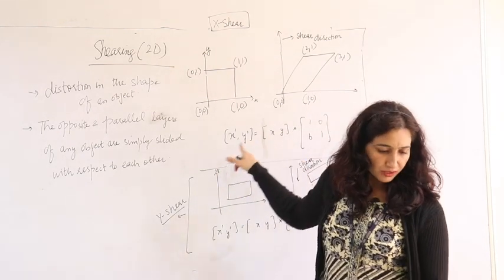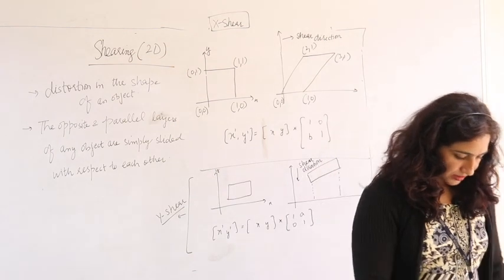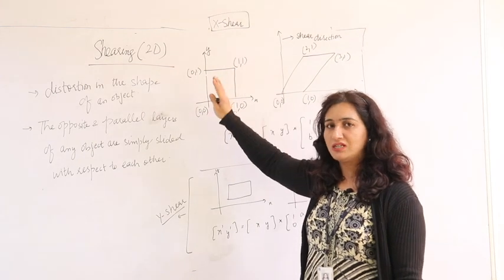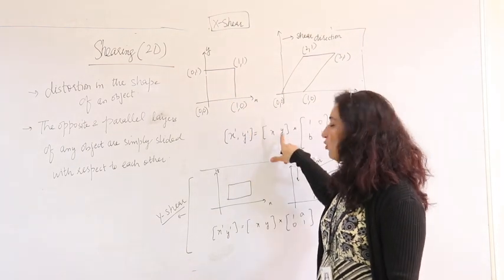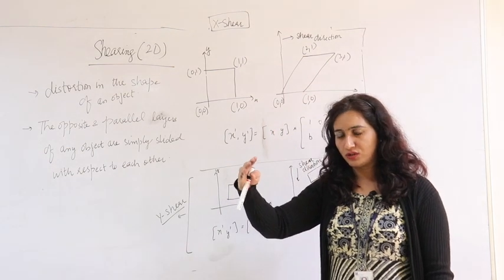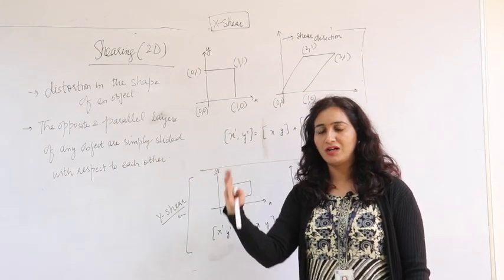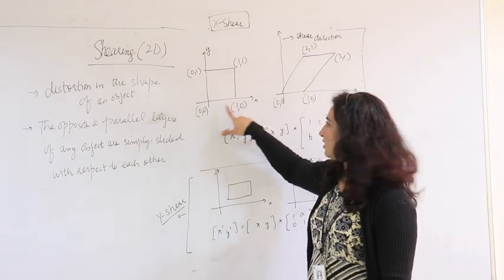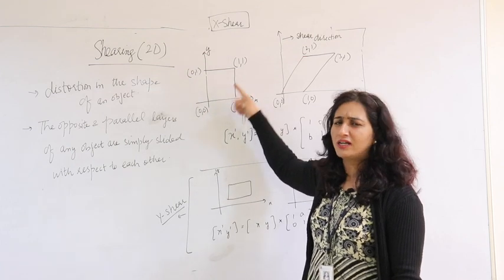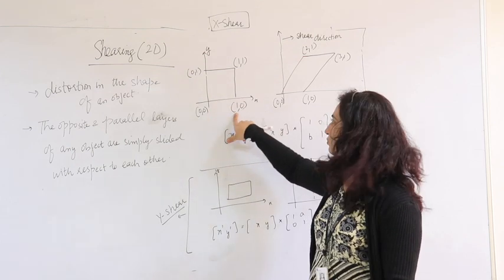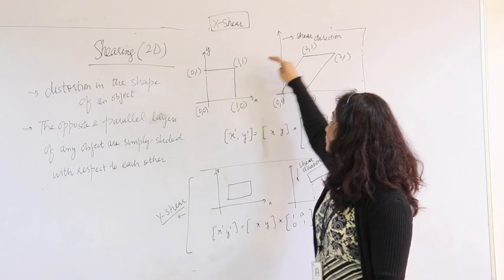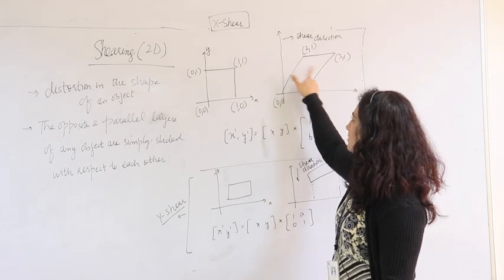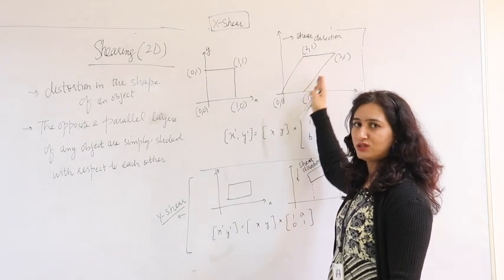Sorry, I'm repeating again. What is x shearing? X shearing means there is no change in the y-axis position, but there is a change in the x-axis position. Here, suppose this is an object, a rectangle. The 4 coordinates are 0,0, 1,0, 1,1 and 0,1. So the x shear is in this direction. Clear? So the opposite and parallel layers are simply slid over each other.